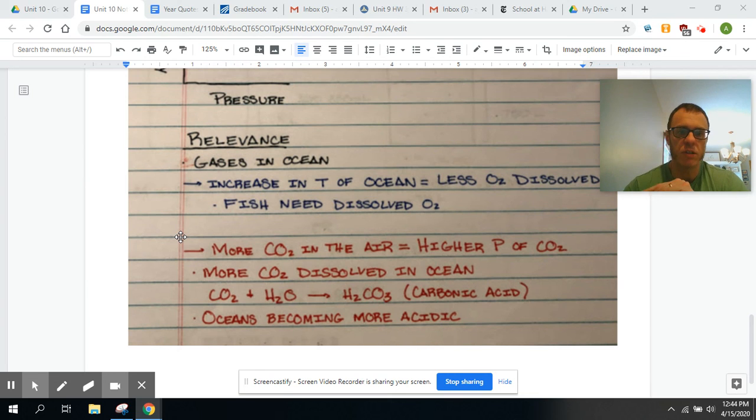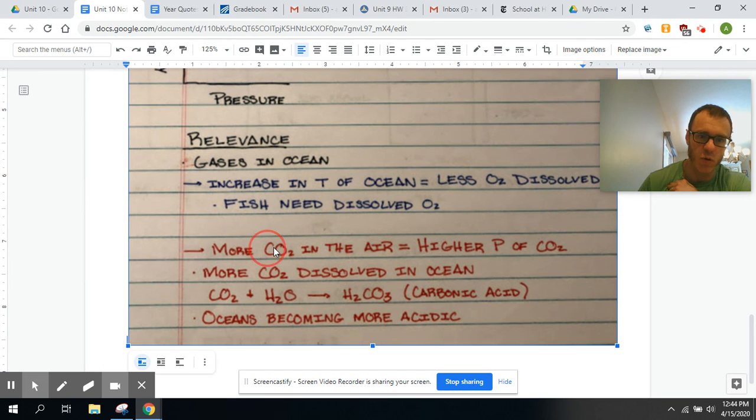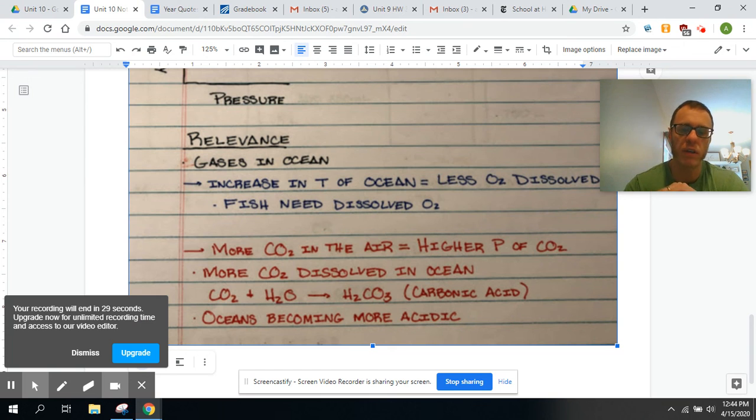The other problem that's occurring is there's more carbon dioxide in the air. You can see we have more CO2 in the air, which means there's a higher pressure of CO2. If we have a higher pressure of CO2, that means more carbon dioxide is dissolved in the ocean. And when carbon dioxide gets dissolved in the ocean, CO2 reacts with water. Here's our reaction, and we get carbonic acid. So the oceans are becoming more acidic. This is problematic for fish and coral reefs and things like that. So this is why I'm talking about it, and something just to keep in the back of your mind.